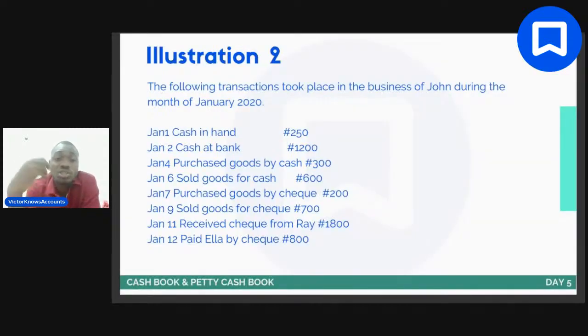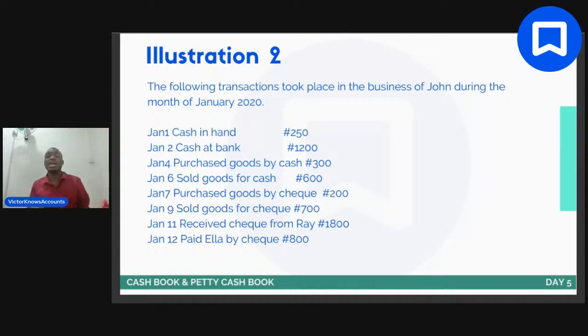Then the next one is purchase goods by cash. Of course, don't forget, when you are purchasing goods by cash, you are giving money. Cash is given, so you credit cash account. But you now put that 300 naira, is it under cash column or bank column? You put it under cash column. All right. Sold goods for cash. Your 600 naira will be on the debit side under what? Under cash column. Purchase goods by cheque, 200 naira. It will also be on the credit side, but the 200 naira will be under what? Under bank column.